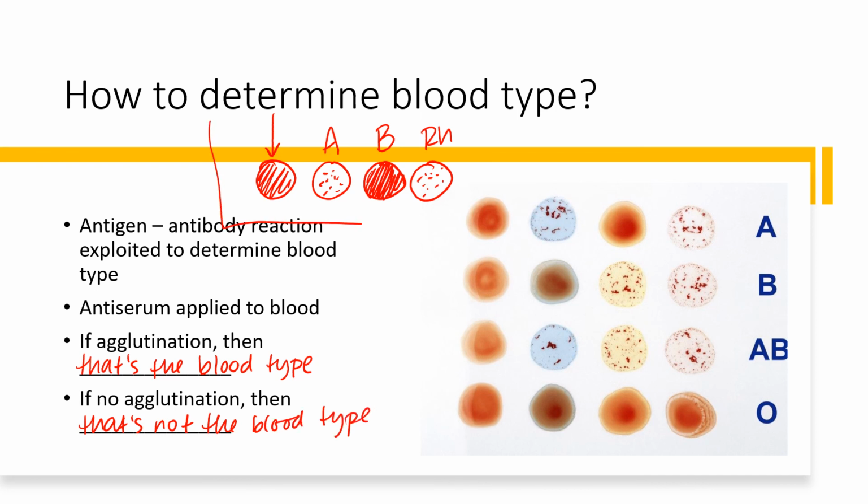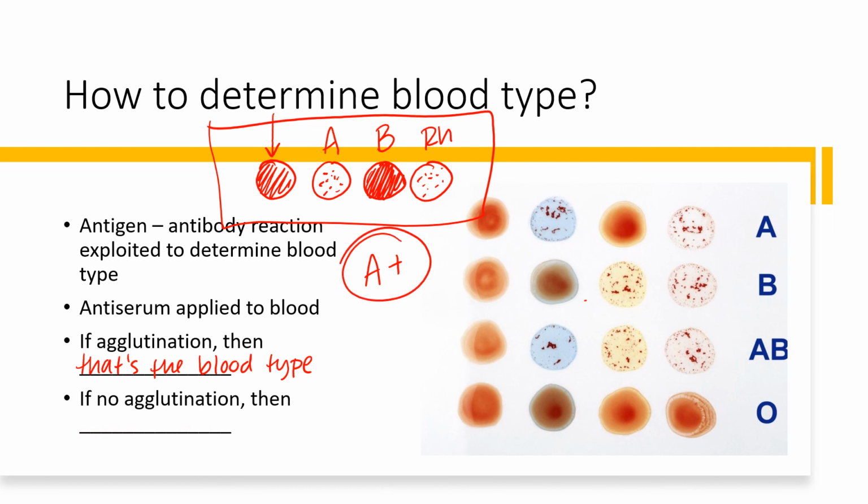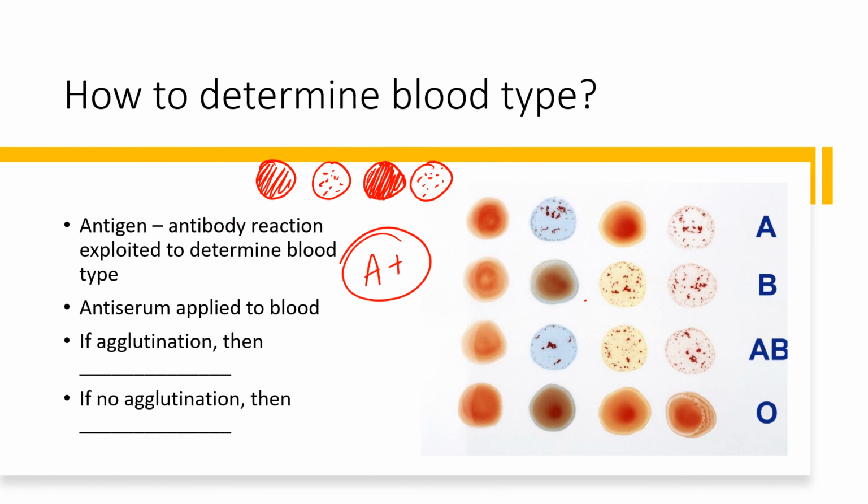So looking at this example right here, what's that person's blood type? If you said A positive, you're right, A plus. You had agglutination in the A, so the person has type A blood, and you had agglutination in the Rh, so you have Rh factor. Type A positive blood.